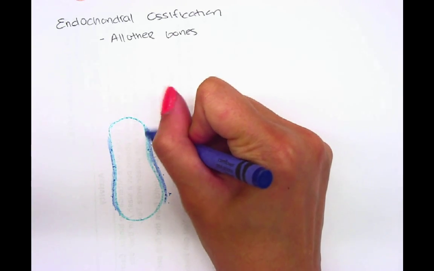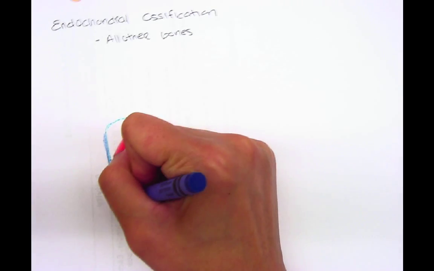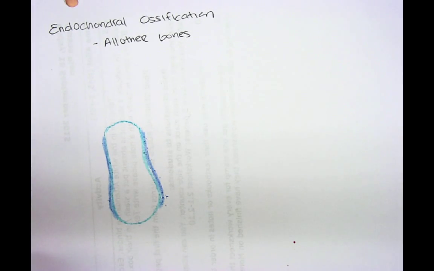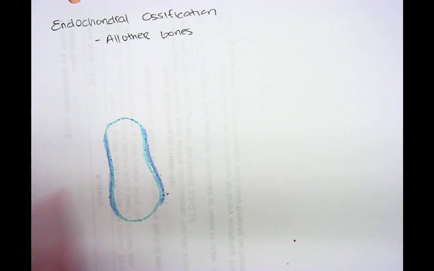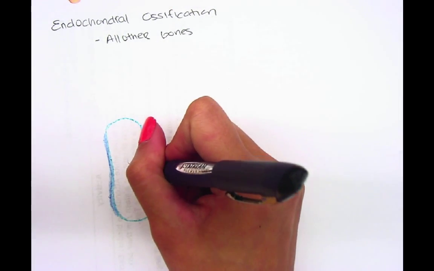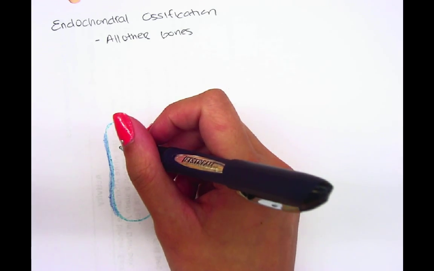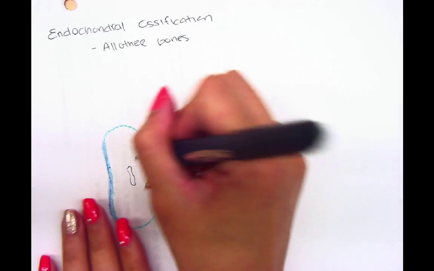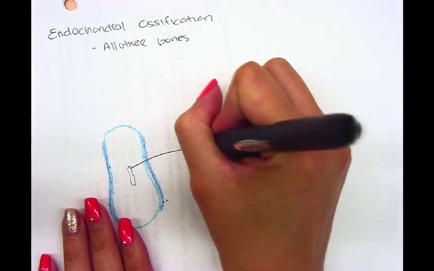And some of the cells on the inside are actually going to start breaking down the cartilage. And while the cartilage is breaking down, in the center area, you have something known as a primary ossification center. And this is where endochondral ossification begins first. So this is the primary ossification center.